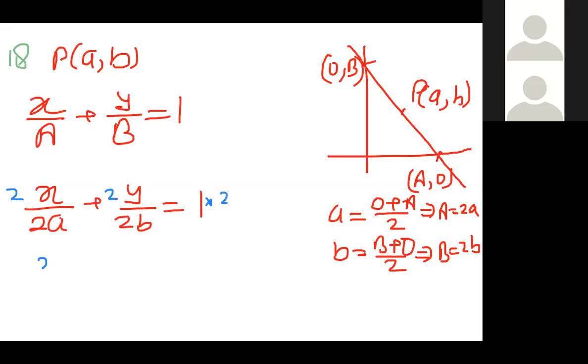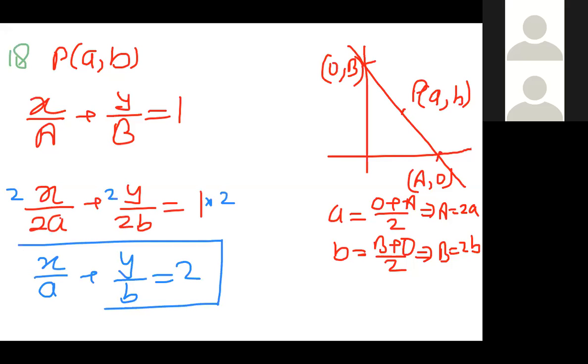It will be x upon A plus y upon B equals 2. This is the required equation which we were supposed to prove. So, the question is really very easy. I suppose you all will be able to do this question.